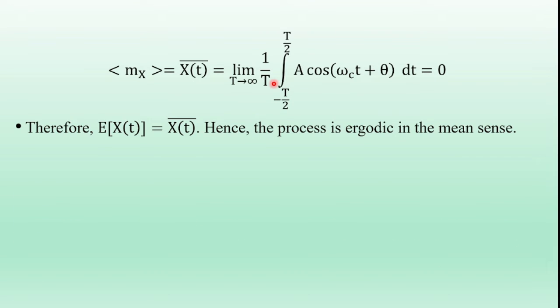Therefore the statistical mean function is equal to the time average mean function. Here the condition is satisfied. Hence the statistical average is equal to the time average in the mean case. Hence the random process is ergodic in the mean sense.